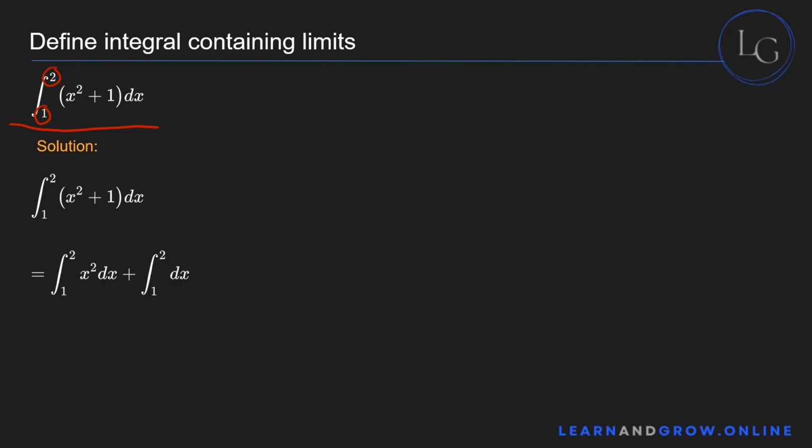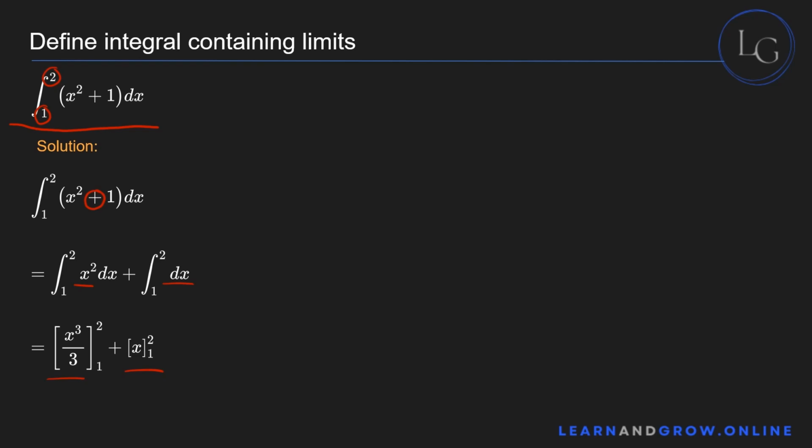Since there is an addition sign between them, you can take the integral of x squared separately and the integral of 1 separately and add them up, just like this. Now, when you do the integration, you'll apply the power rule on this x square, and you'll also apply the power rule over here on this 1 dx. Now that you have these two terms, you'll apply the limits separately on both of them.